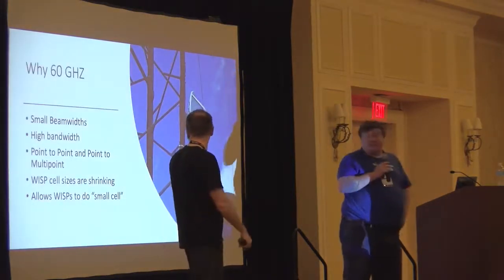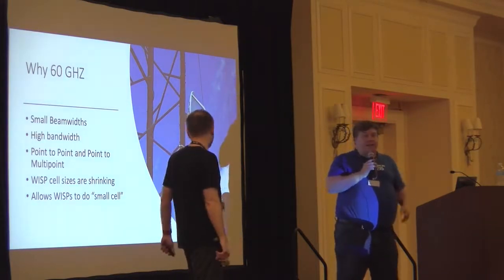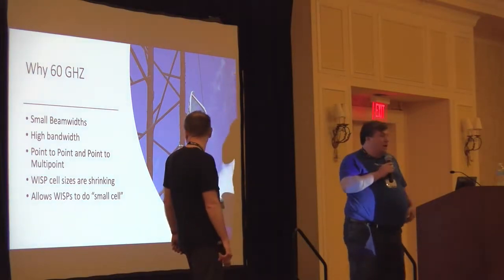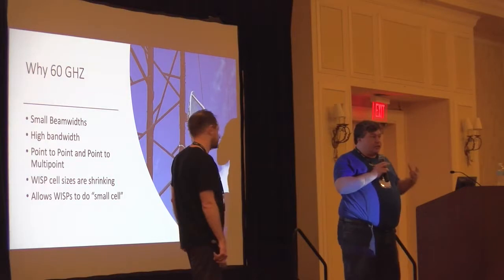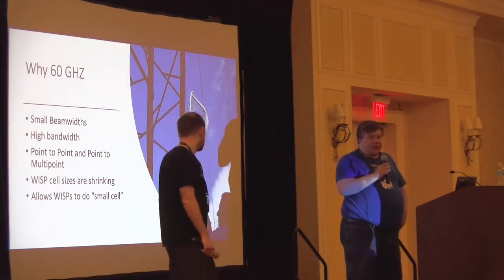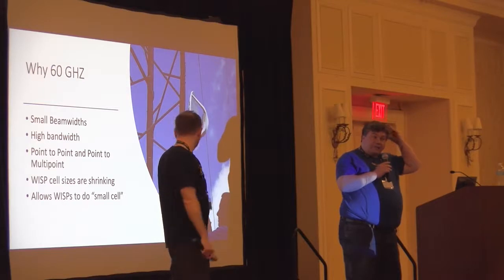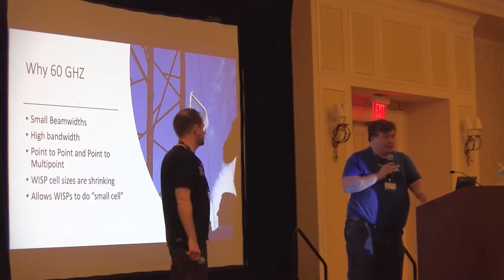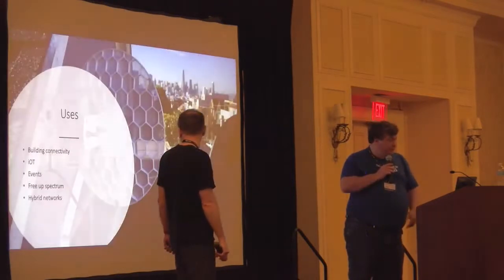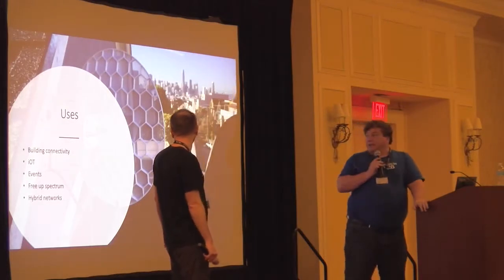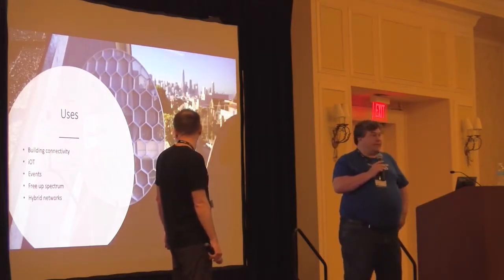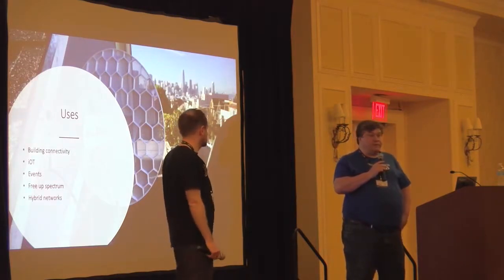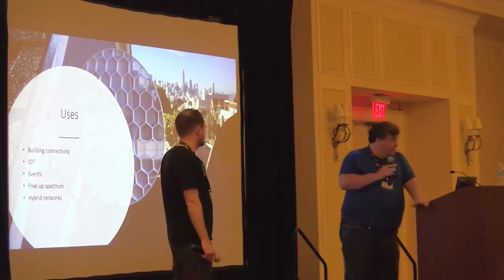So why 60 gigahertz? Small beam widths, mitigate interference, high bandwidth from point to point or multi-point. We're seeing WISP cell sizes shrink. You want more bandwidth delivered to the client, and higher modulation to deal with interference. More and more WISPs are doing small cell, just like you hear with the cell folks. So what can you use 60 gigahertz for? Building-to-building connectivity where you can't dig up the streets. You need a gig, or even we're seeing 10 gig, from building to building.